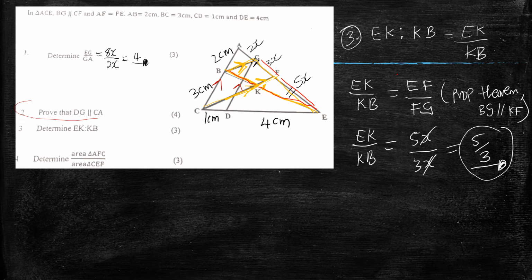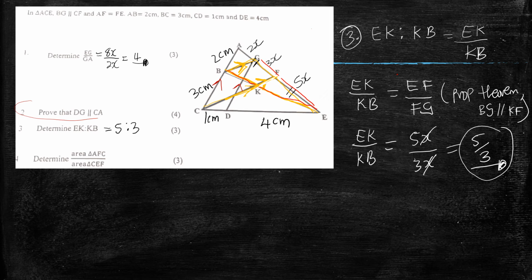It's 5 over 3. Let me just write it here. It's 5 over 3. Then it will be 5 is to what? 5 is to 3 there. Okay, so let me go and write it. Where there is EK, we're gonna substitute with 5, as the ratio, right?